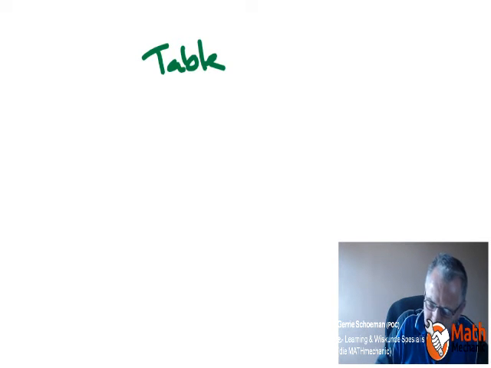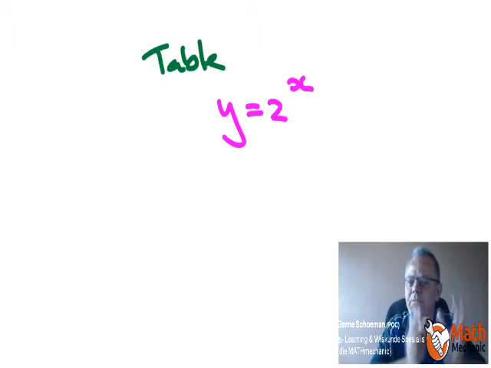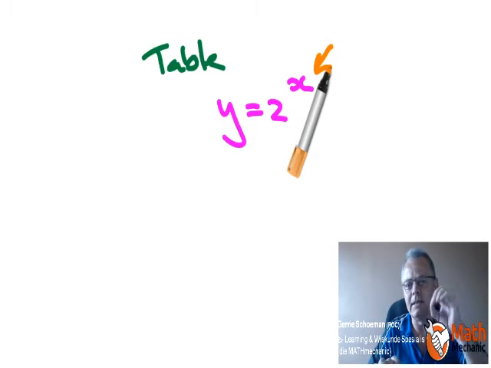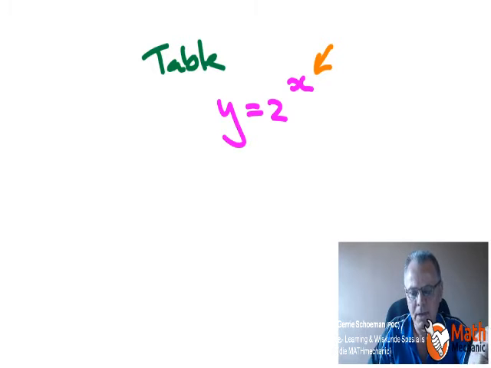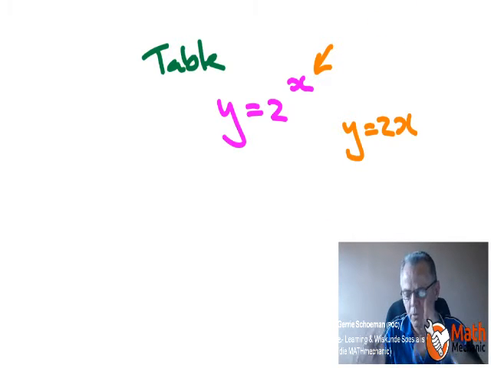Now when we take a look at this graph, y is equal to 2 to the power of x, that is slightly different from any other type of graph because the input variable is in the exponent. It's not the same as y is equal to 2x, where you've got, for instance, a straight line graph. This is y is equal to 2 to the power of x.